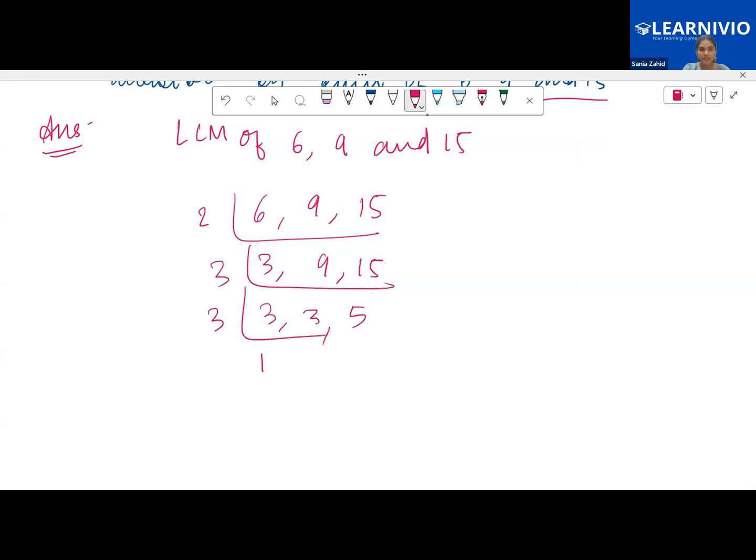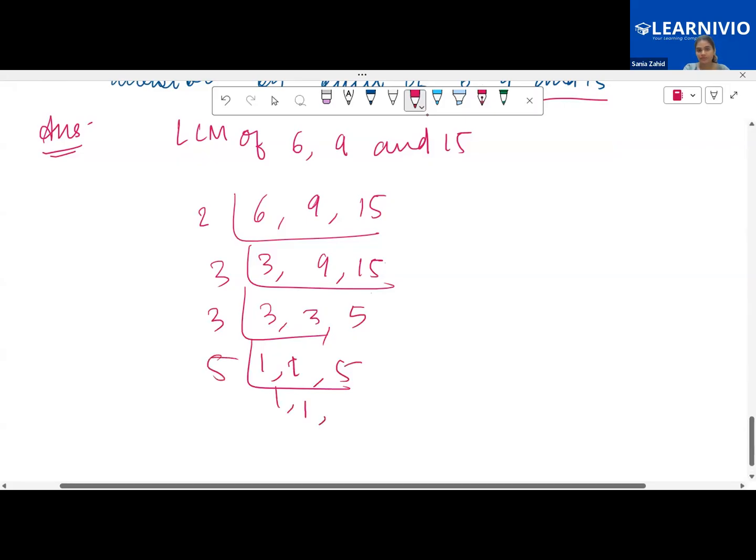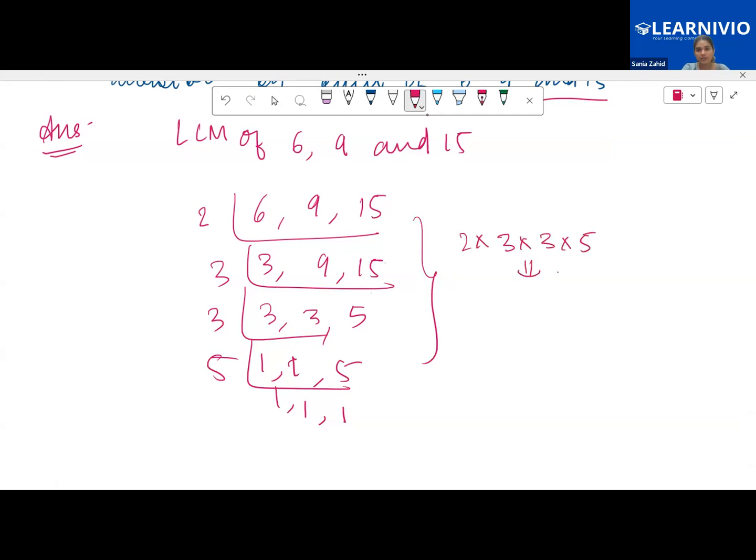Then again by 3, then by 5. So what do you get? 2 into 3 into 3 into 5. So it will be 3 into 3 is 9, and 9 into 10 gives you 90 as your answer. Now you get 90, which is the LCM.